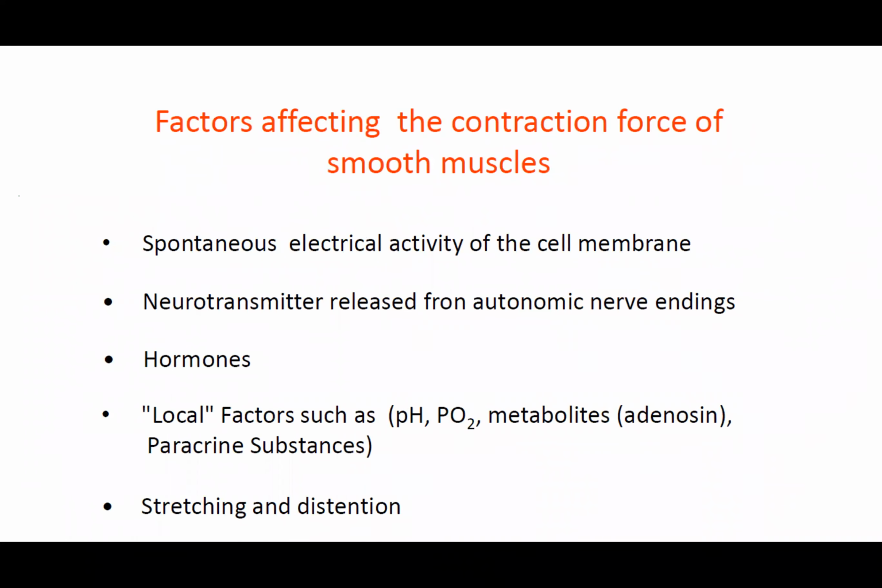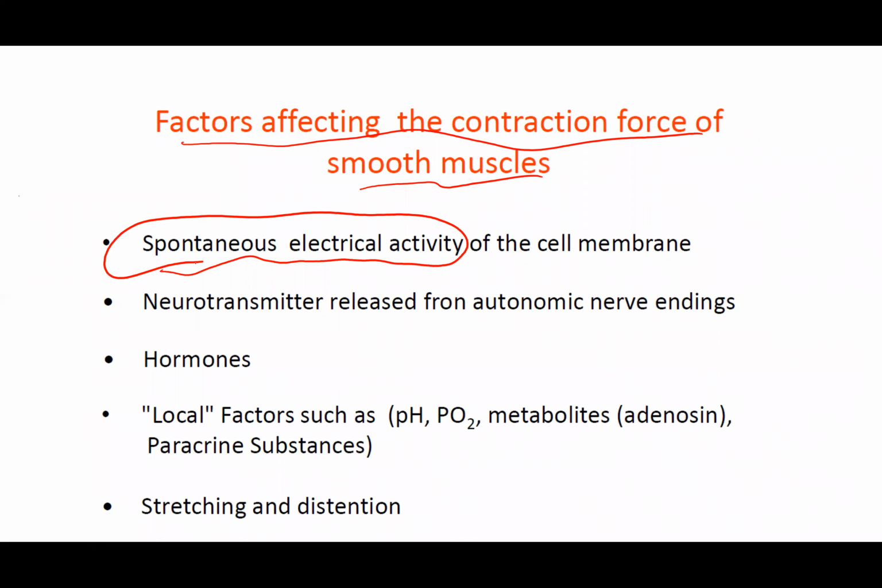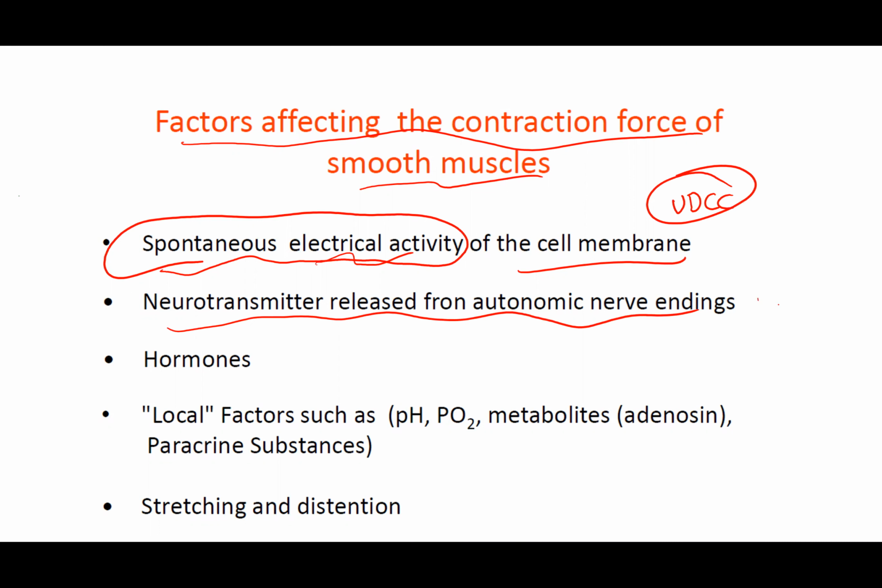So this is just another summary, like on the slide Dr. Shams put there. These are just factors that influence the contraction of muscle. Spontaneous electrical activity on the cell membrane. You remember the voltage gated calcium channels? There could be electrical activity that allows those to open. Neurotransmitters from autonomic endings. Remember the ligand gated channels? Ligand gated calcium channels get modulated by these. Even hormones can modulate them.